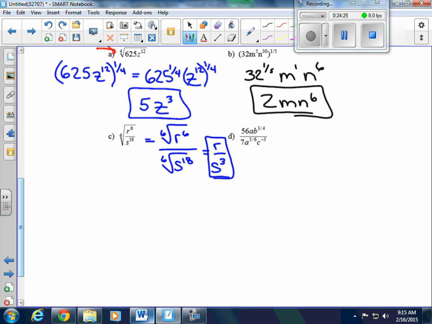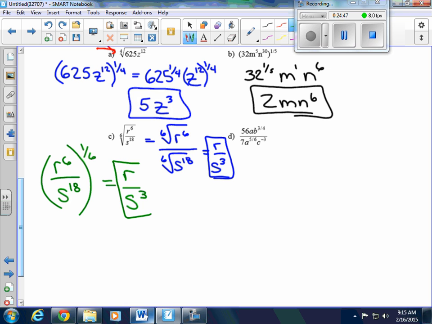And for those of you who like it in rational exponents, which I think it's easier to see, we're going to have r to the 6th, s to the 18th, and we're going to raise it to the 1/6 power. Well, 6 times 1/6 is 1. 18 times 1/6 is 3. And so there's the same way of doing that problem using rational exponents.